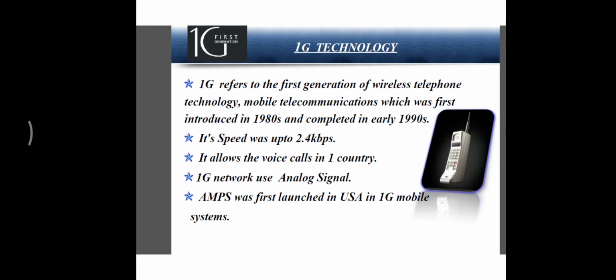At the starting of first generation, the speed is up to 2.4 kilobits per second, and it allows voice calls only in one country. Here they are using analog signals for transmission. The first technology they named AMPS, that is Advanced Mobile Phone System, was first launched in the USA in the 1G mobile system.